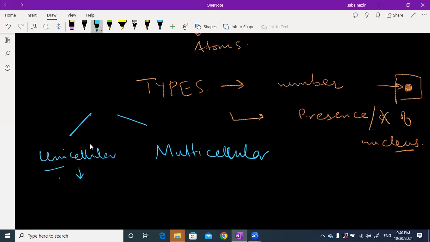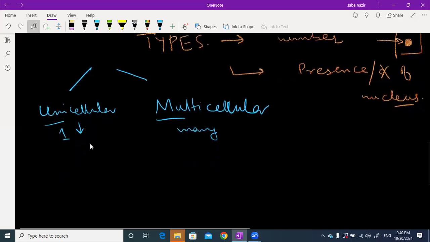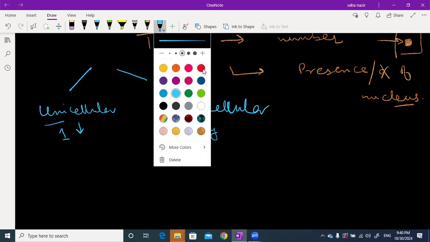Unicellular organism: uni means one, multi means many. If the living organism is made up of more than one cell, then we call them multicellular organisms. Besides that, there is one more thing that we need to ponder over. Let's explore the structure, then we can understand it better.